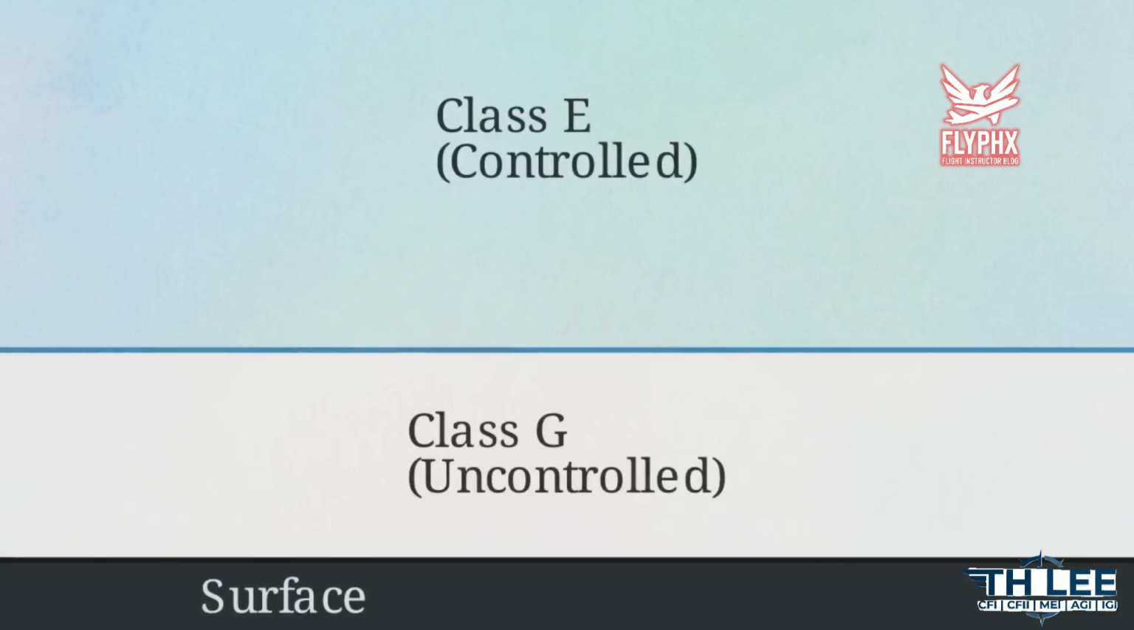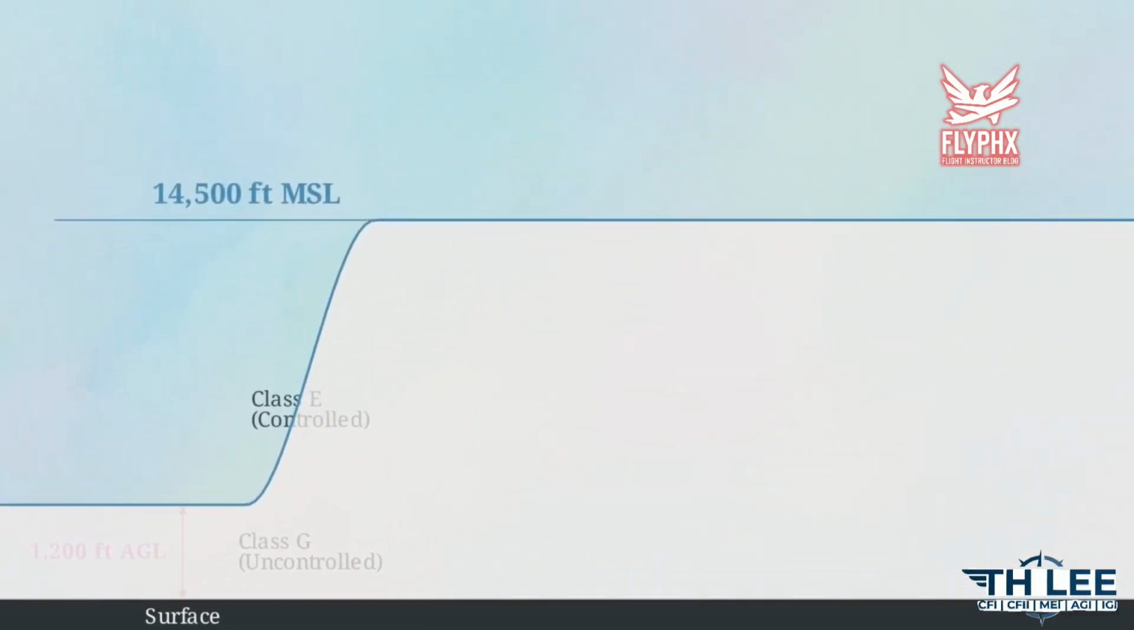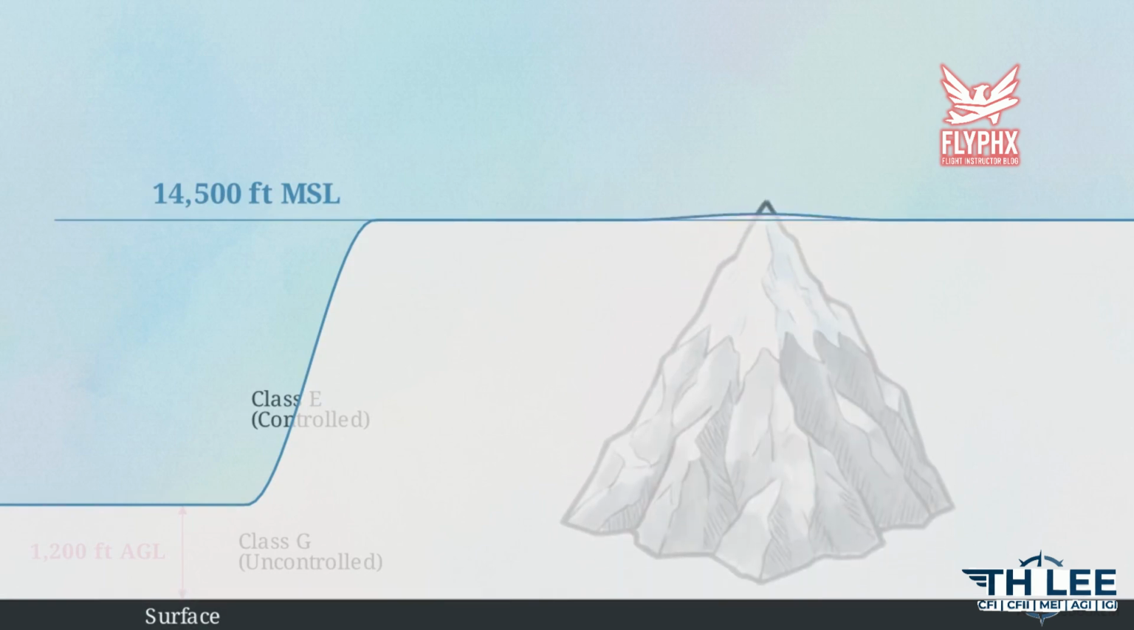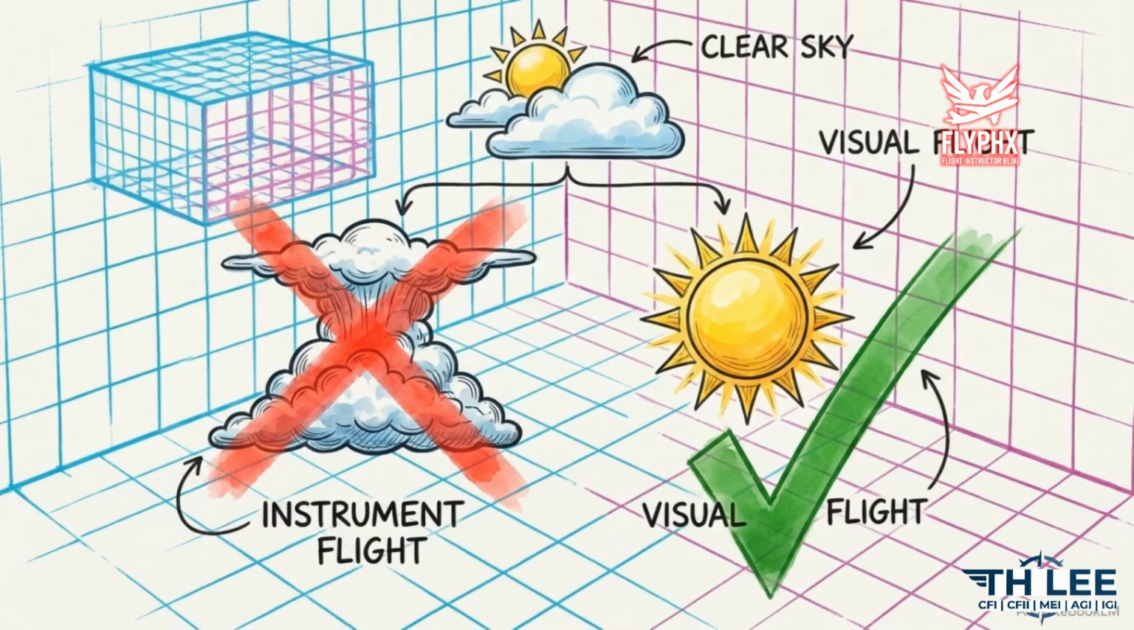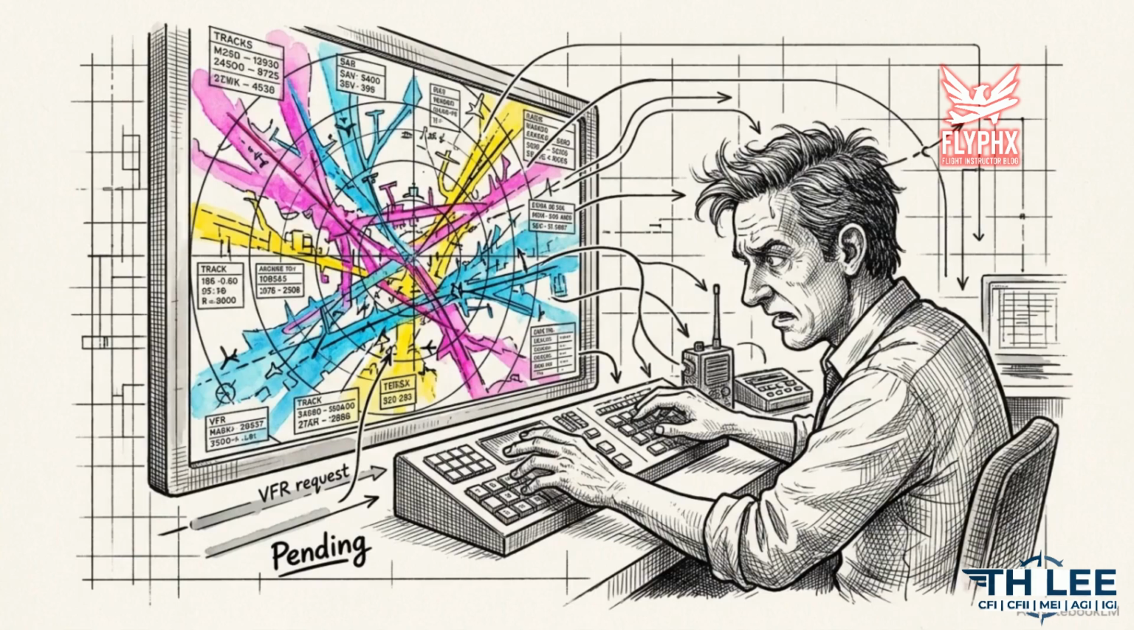Everything else is Class G. This is uncontrolled airspace. It extends from the surface up to the overlying controlled airspace, maxing out at 14,500 feet MSL, or 1,500 feet AGL if the terrain is particularly high. Operating in Class G is completely distinct. It requires no specific aircraft equipment, only VFR flight is allowed, and ATC has no authority or responsibility to control air traffic here. You can request VFR traffic advisories, but they are provided strictly on a workload permitting basis.